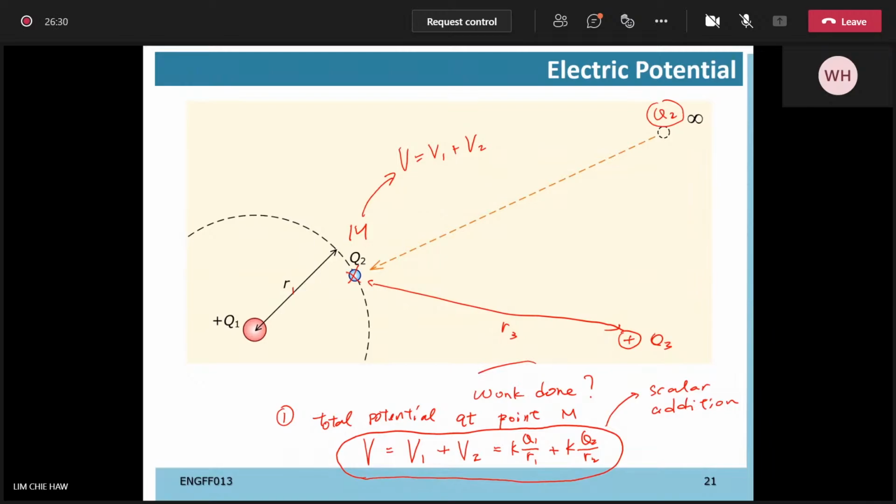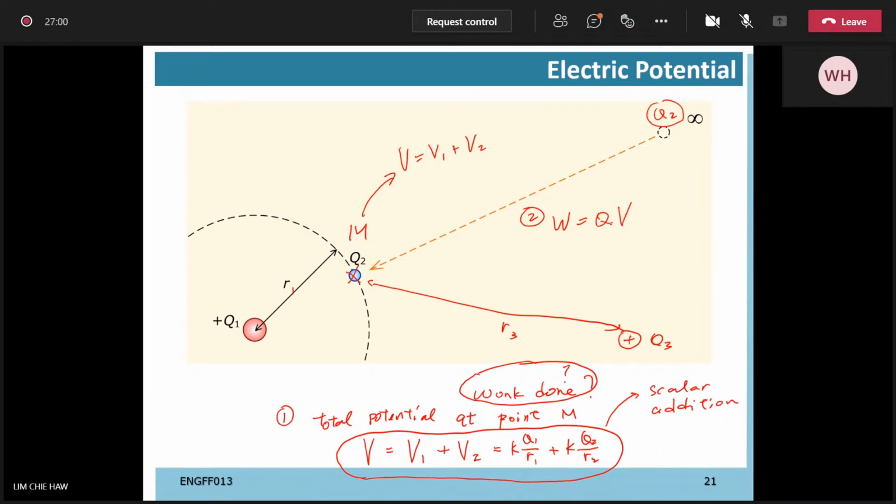Okay, we already know this is what I call the total potential. And how about the work done here? Okay, I label it as number 2. So therefore, the work done, get back to the definition, right? The work done basically is the QV. You see that? QV.